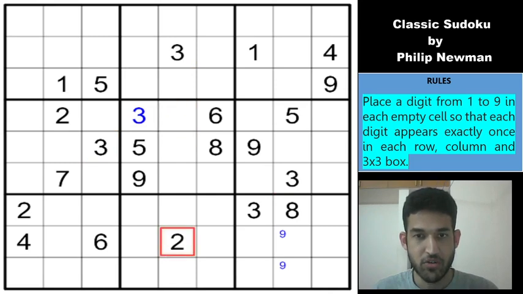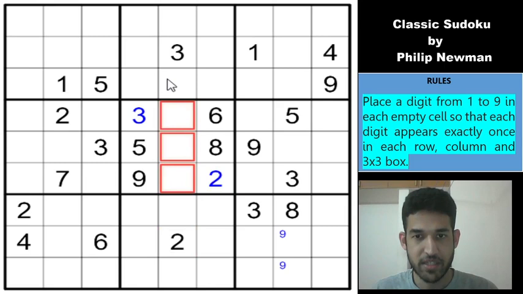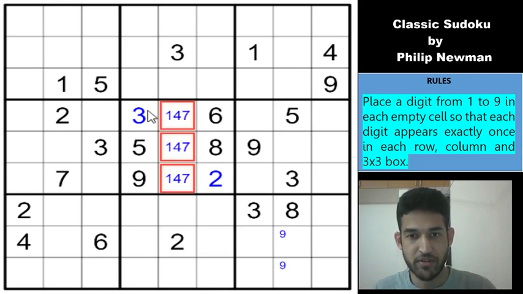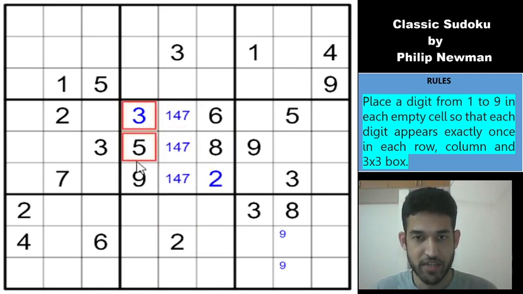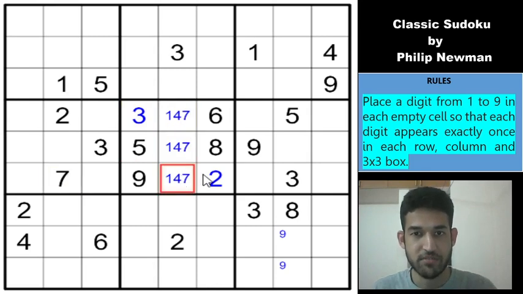And there is also a 2 in column 5, which means I place the 2 in row 6, column 6, and these 3 cells must be 1, 4, 7 for the box, 2, 6, 8 and 3, 5, 9. So 1, 4 and 7. There is a 7 in row 6, which means this must be 1 and 4.